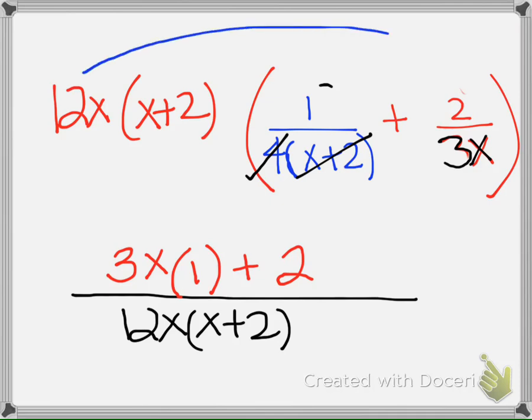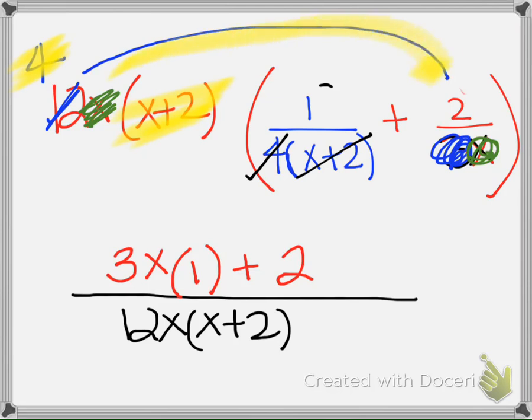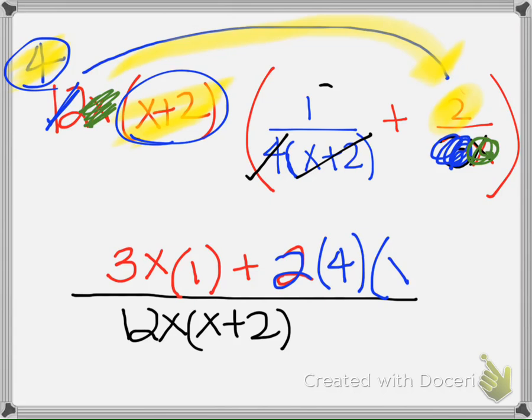Okay, now we're going to distribute here. This 3 goes into this 12 4 times. And then this x is going to cancel with this x. So what we have left is this 4 and this x plus 2 that needs to be multiplied to this 2 here. So next to this 2 here, we're going to have the 4 and the x plus 2.